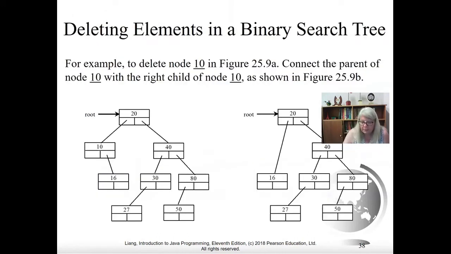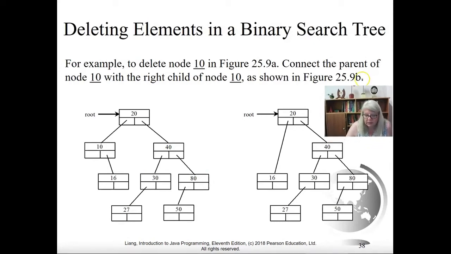Now, we are going to delete 10, for example. If we delete 10, that 10 does not have a left child, so we will simply take the 16 and connect it to the 20. Which side should it go, left or right? It will go to the left side because it is smaller than 20. Yeah, that's not too hard. Are you all still with me? This is case 1, where there's no left subtree.